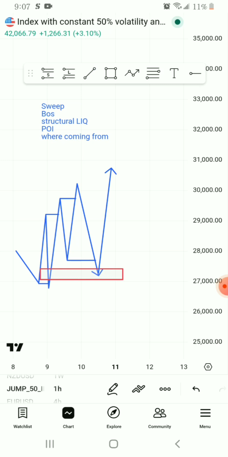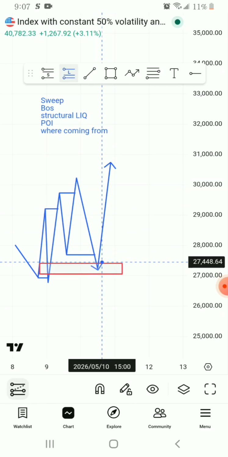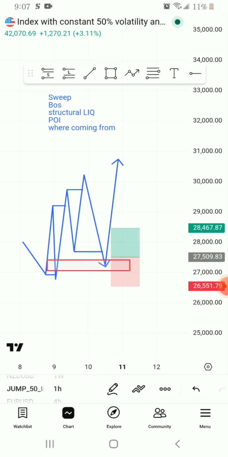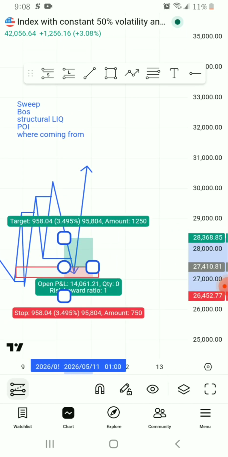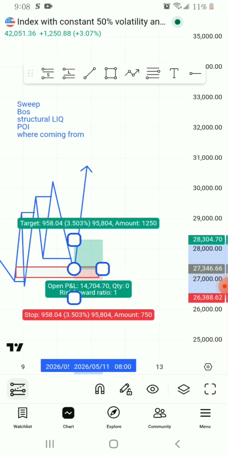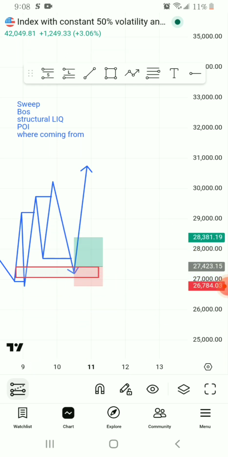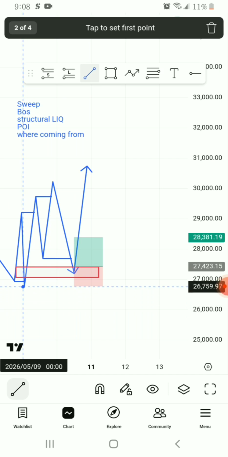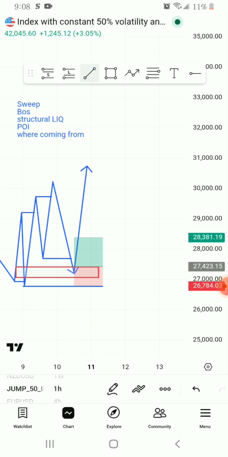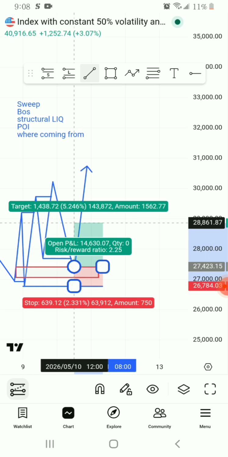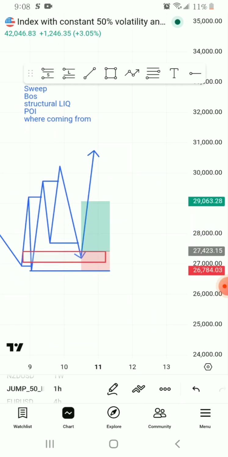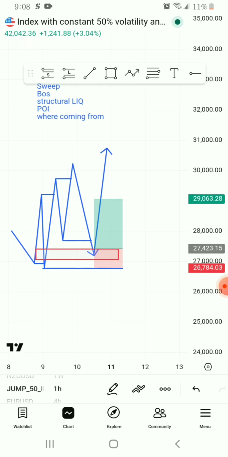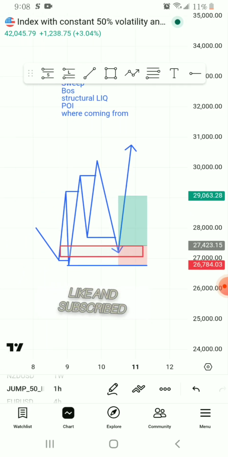These are the things I look out for. The one thing I like about this strategy is that it always gives us where to put our stop loss. We target 1 to 2.5. The market always gives us where to put our stop loss. So that's it. Let me show you live.